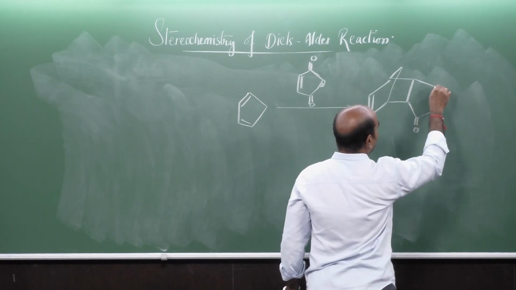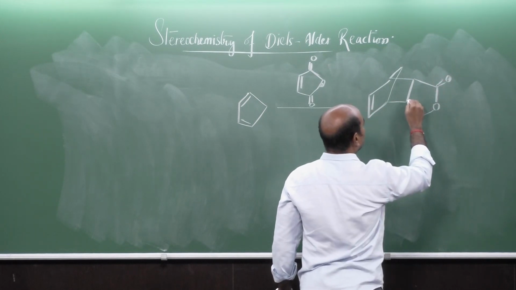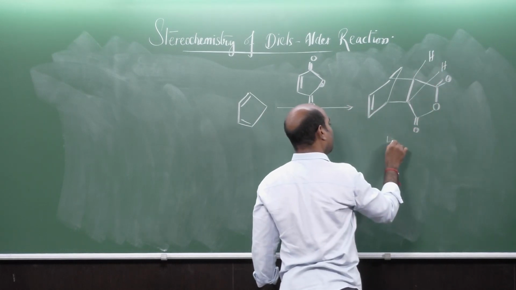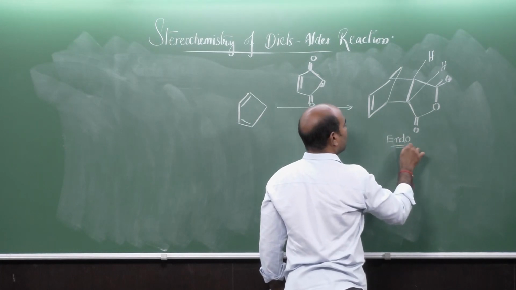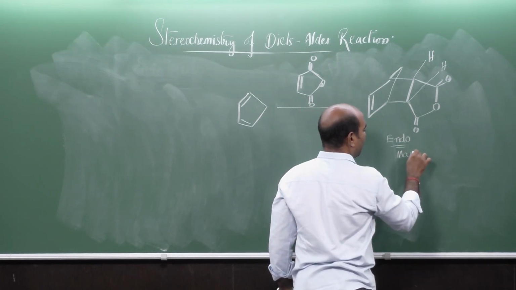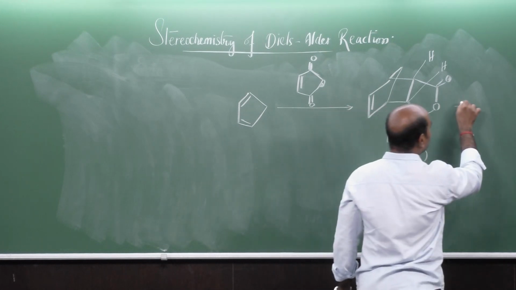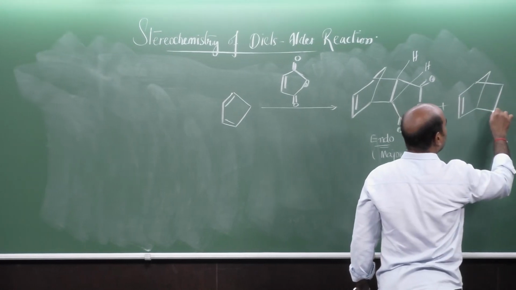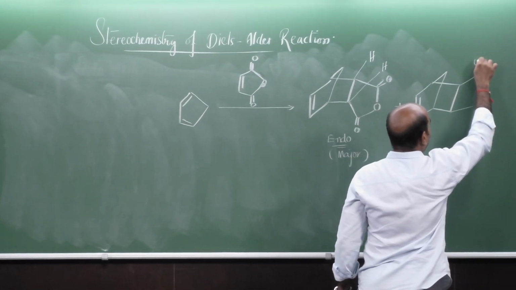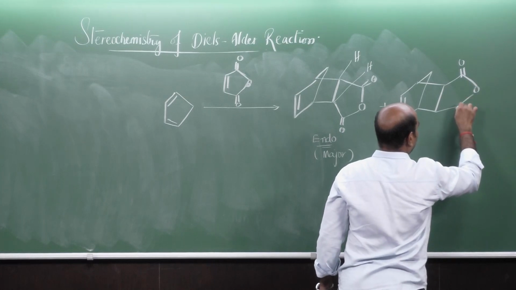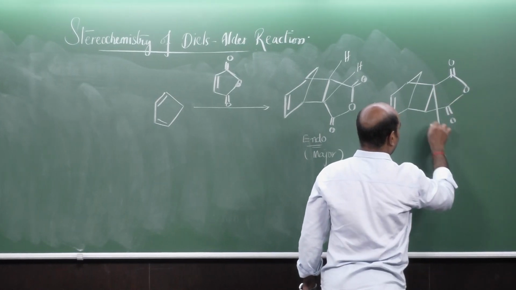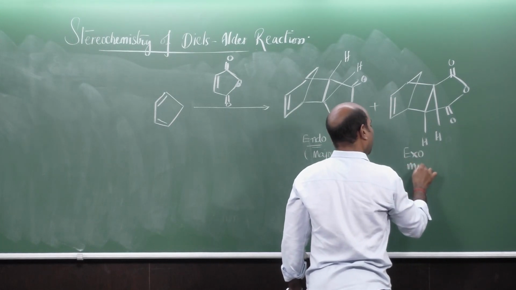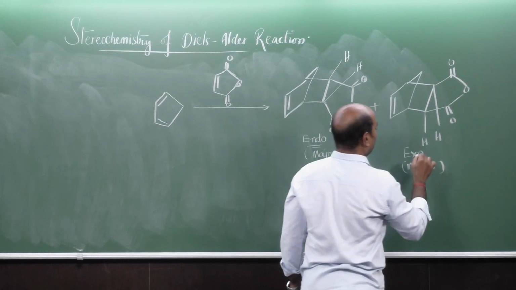One is the endoisomer. Endo means the hydrogens are above. This is an endoisomer, which is a major product. Alongside, you can also see the exoisomer, which is a minor product, right.